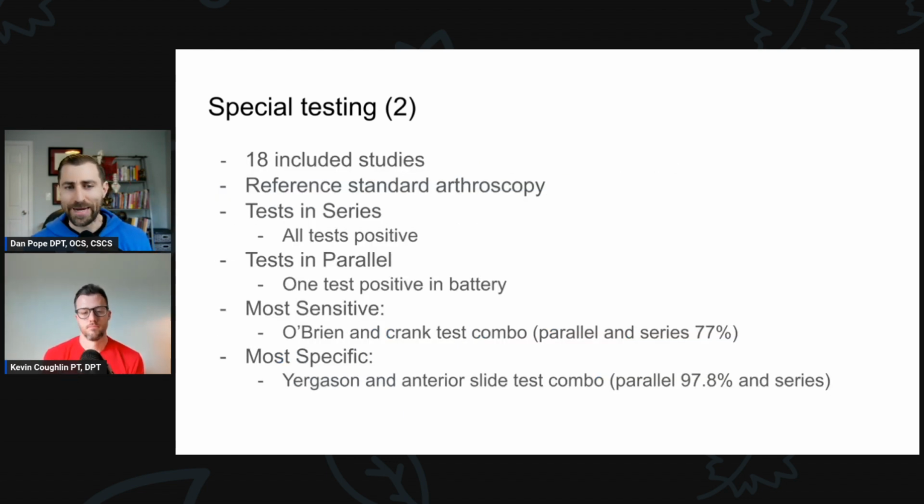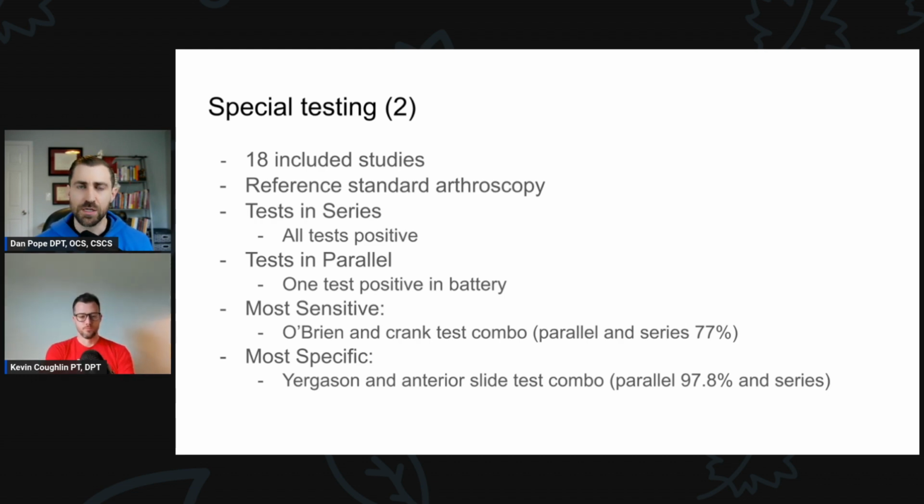They included 18 studies, and the reference standard was arthroscopy, which I think is good because that's pretty much the gold standard. You're seeing that SLAP lesion there. MRIs aren't always the best. And a lot of prior studies, and you see this as well in the rotator cuff, they'll use MRI as a gold standard when it probably isn't. But arthroscopy is considered to be that gold standard. So they used that as the reference standard.